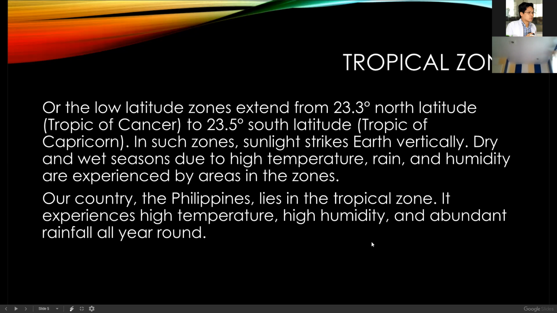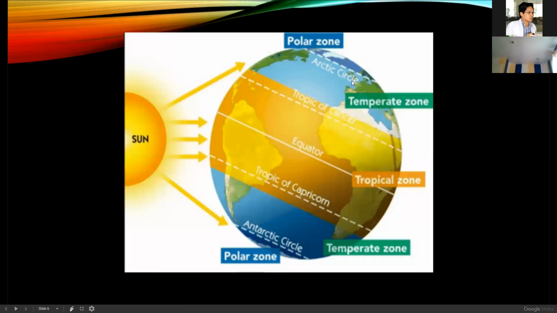So this is the tropical zone, the Tropic of Cancer and the Tropic of Capricorn, and Earth is actually here in the Tropic of Cancer. We receive vertical light, which gives us a very humid temperature and abundant rains, just like what we are experiencing now. But remember that these storms and typhoons will depend upon the movement of what? Movement of air or the pressure.